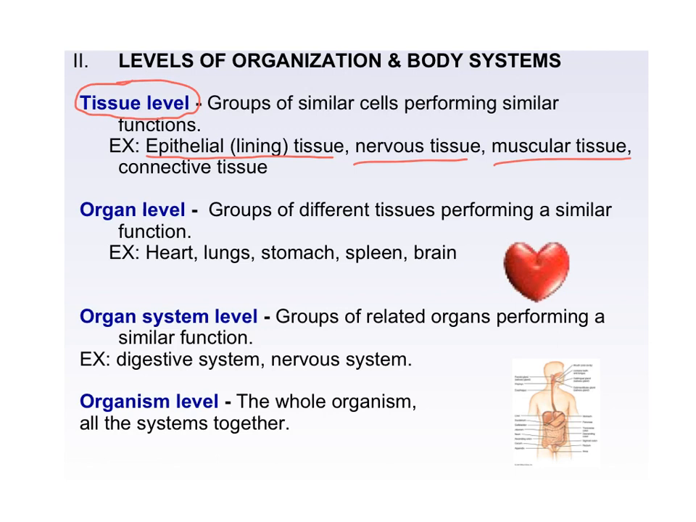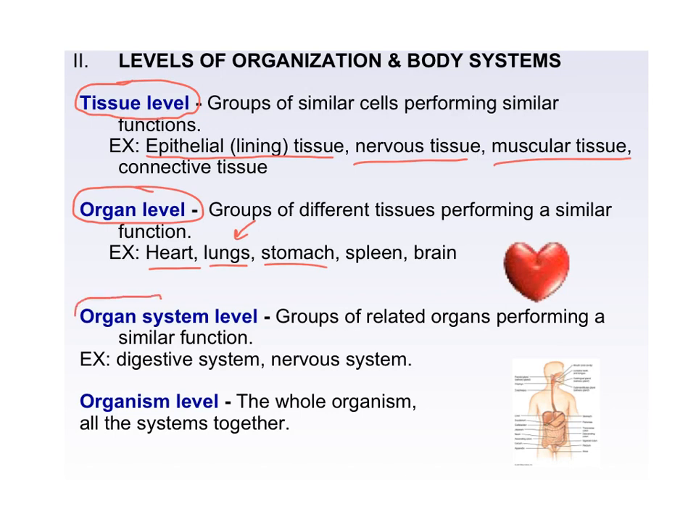Now, large amounts of these tissues can form what's called an organ. So it's groups of different tissues performing a similar function. Like we all know the heart. Its physiology is to pump blood around the body. The lungs. That's where the gas exchange occurs. CO2 goes out, oxygen comes in. Stomach, main organ involved in digesting food, etc.